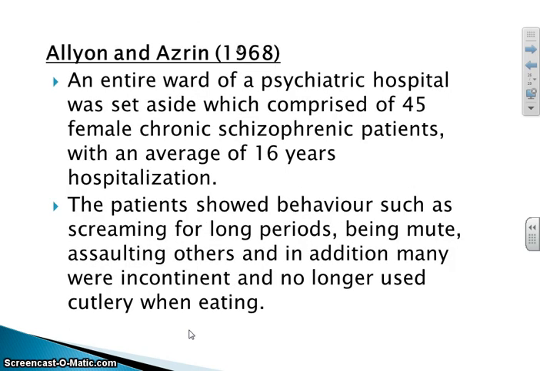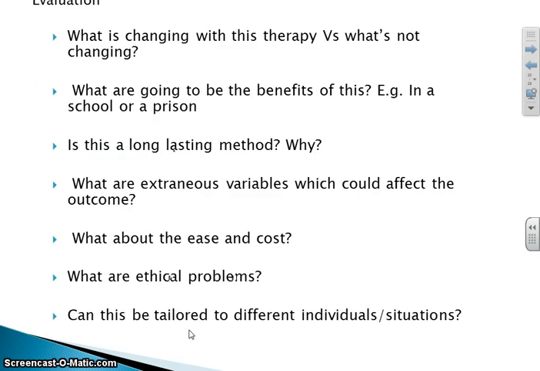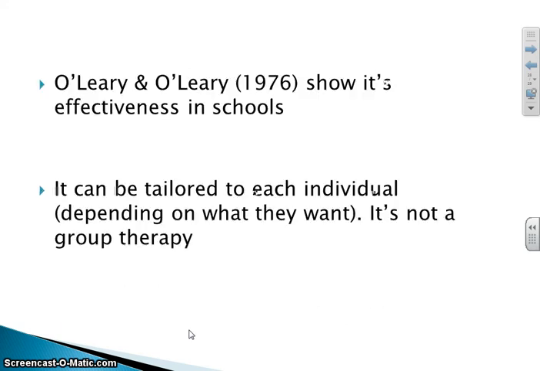Ayllon and Azrin looked at schizophrenic patients who were working on a token economy program. They showed lots of negative behaviours at the start, and by the end of it, they were showing lots of positive behaviours. So again, this showed that token economy programmes work. These were some of the other evaluation points, or prompts for the other evaluation points we discussed in class. Again, you can have a look at these, and we will obviously be going over this in revision, and you do have the notes for this in your notebooks. And lastly, another study, O'Leary and O'Leary, show its effectiveness in schools. Thanks.